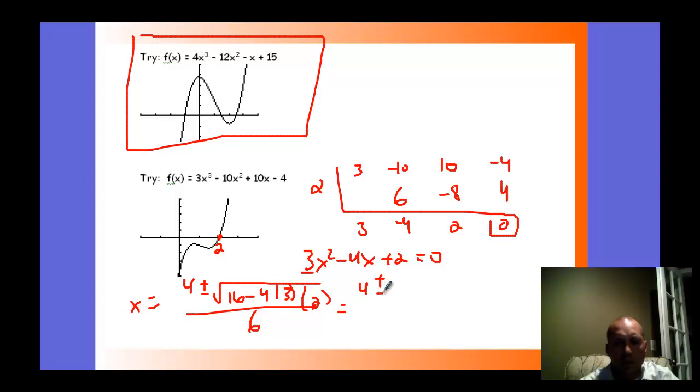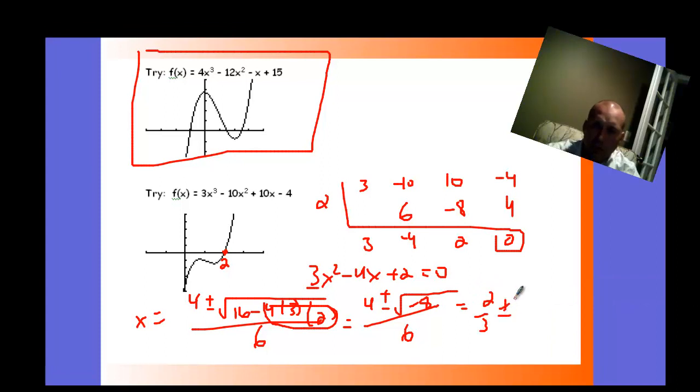So this is 4 plus or minus the square root of 4 times 3 times 2 is 24. So we're going to get a -8 all over 6. And so I could write this as 2/3 plus or minus i root, because square root of 8 is 2 times root 2. So I have i root 2 over 3.